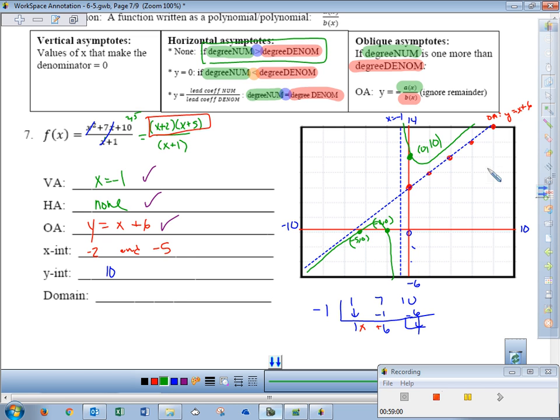Get your domain. There's only one bad guy because there's no holes, so you don't even really need the graph anymore, in my opinion. There it was. Only one bad boy, -1.